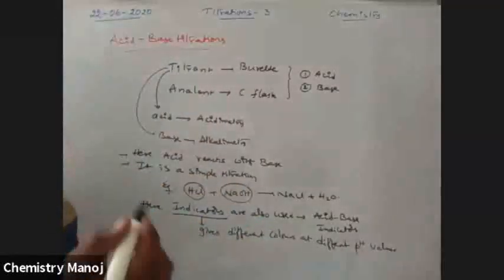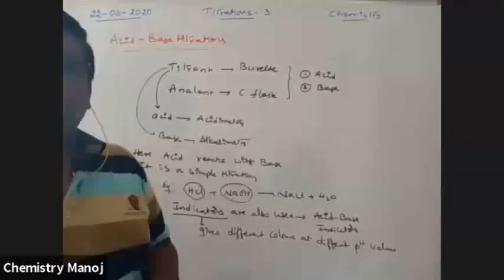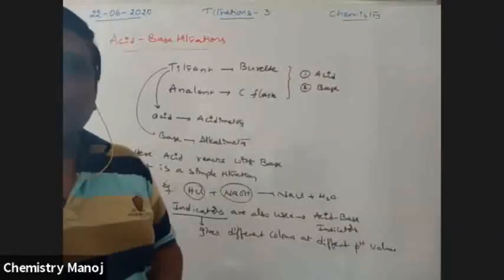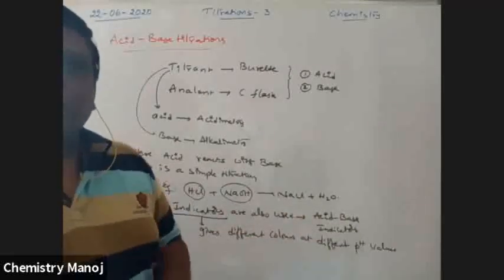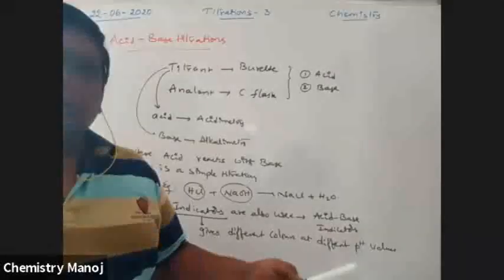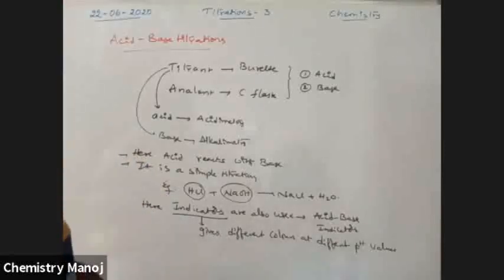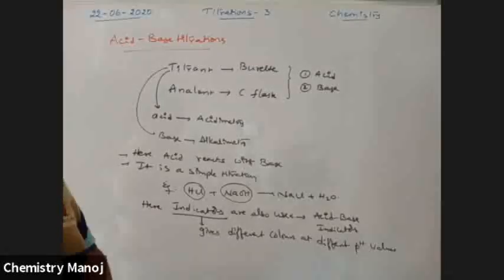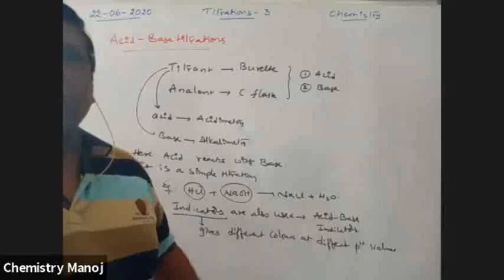I think you know pH from your 10th class. pH is nothing but the negative logarithmic value of the H plus ion concentration. pH 7 is a neutral solution, pH less than 7 is an acidic solution, and pH greater than 7 is a basic solution. That means as the pH value changes, the nature of the solution also changes, to acidic, neutral, or basic. So at different pH values, these indicators give different colors.